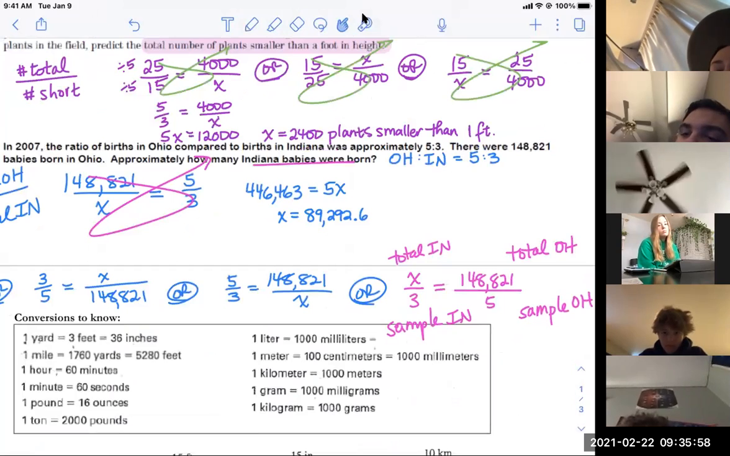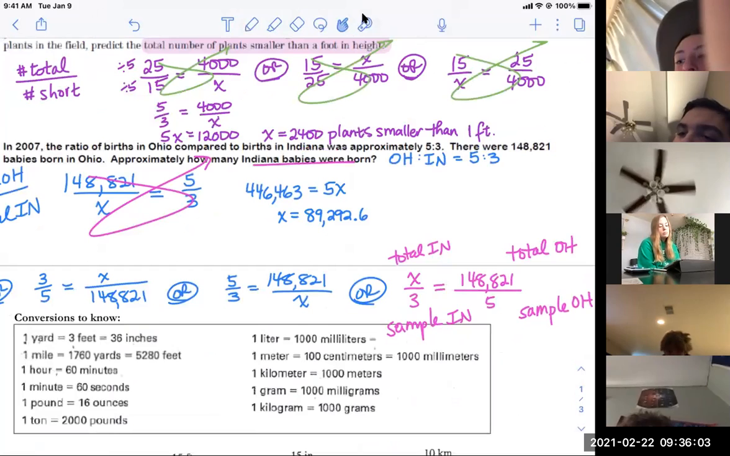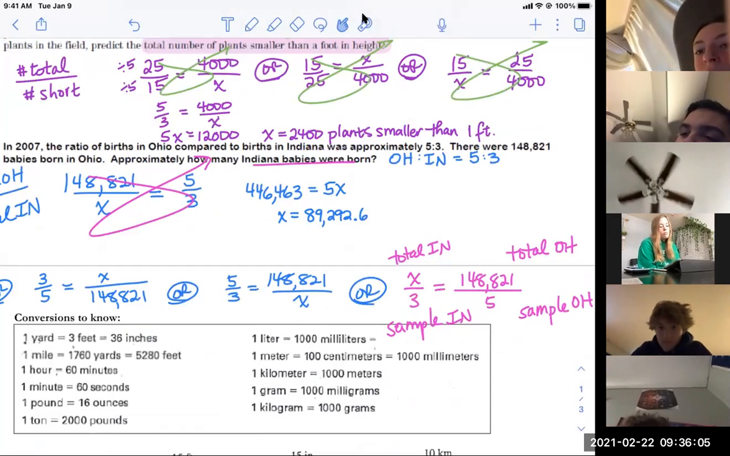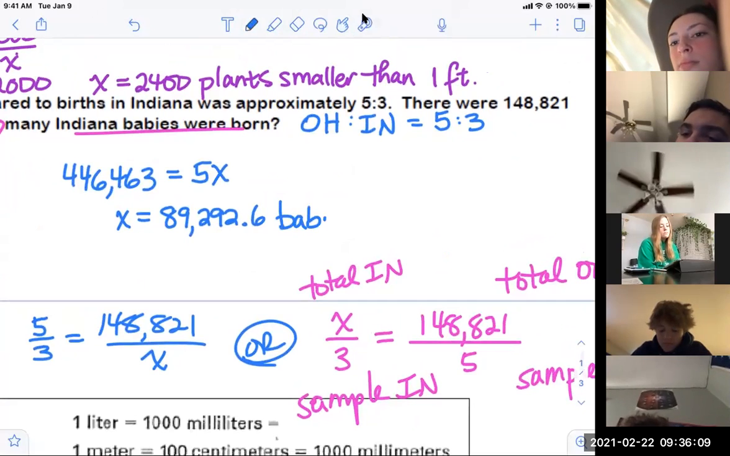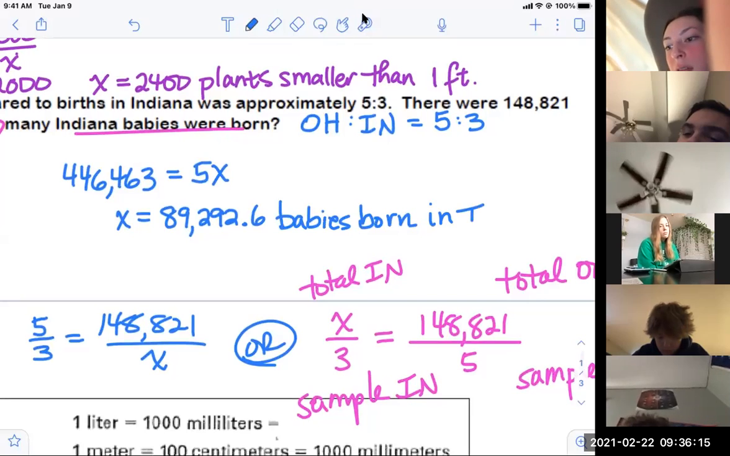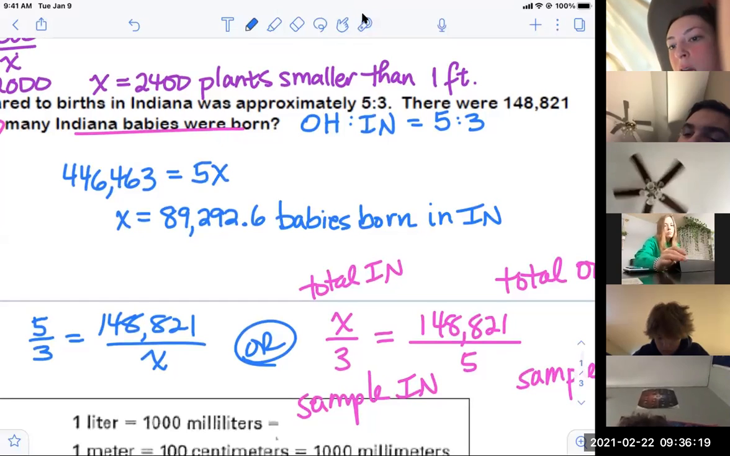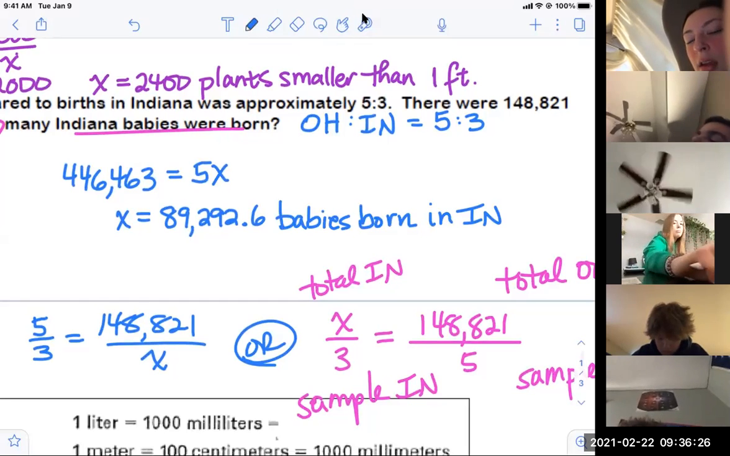What's the label? Babies. Okay, so what do you think about that answer? Would it be babies in Indiana that were born? Okay, so they're babies born in Indiana. Any thoughts about that answer? Wouldn't you have to round because you can't have just like 0.6 of a baby?